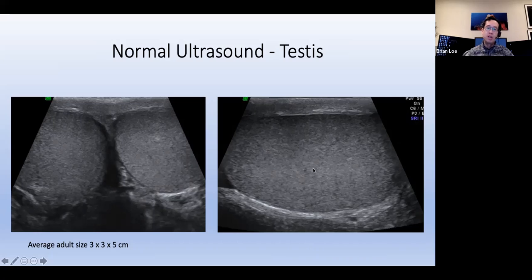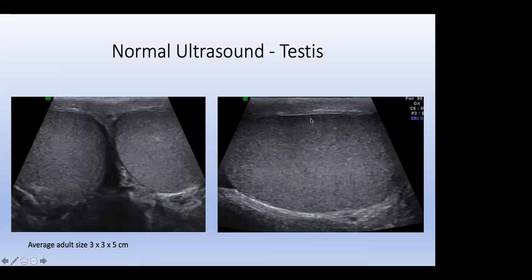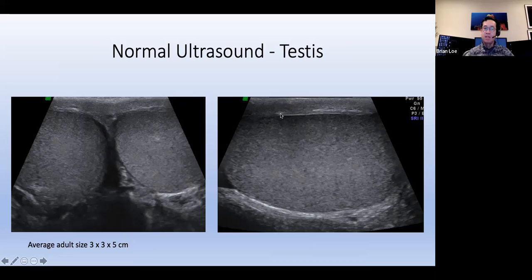So here are representative images of a normal testis. Here's the right and left testis side by side. This is the scrotal wall here. Again, this is the testis. You can actually even see the tunica vaginalis and tunica albuginea layer here. There's a very thin echogenic line. And then, of course, on the opposite side is the parietal layer of the tunica vaginalis.